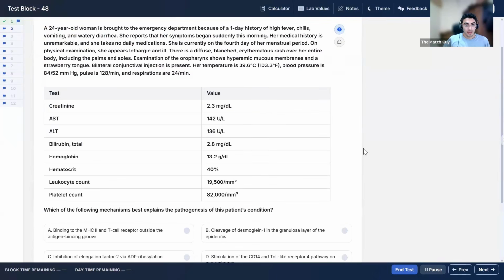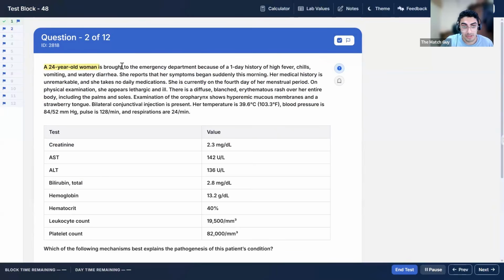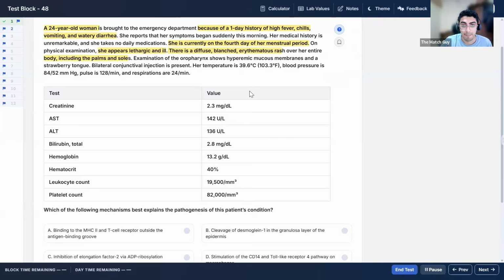All right. This patient is a 24-year-old woman brought to the emergency department because of 1 day history of fever, chills, vomiting, and watery diarrhea. She reports that her symptoms began suddenly this morning. Her medical history is unremarkable. She is currently on her 4th day of menstrual period. She appears lethargic and ill. There is a diffuse erythematous rash on the entire body, including the palms and soles. The oropharynx is also hyperemic. Which of the following mechanisms best explains the pathogenesis of this patient's condition?